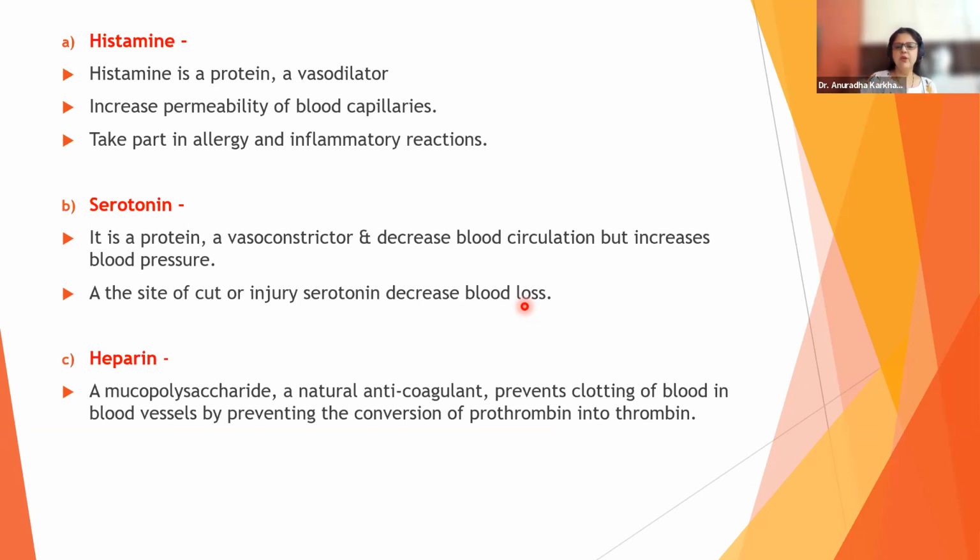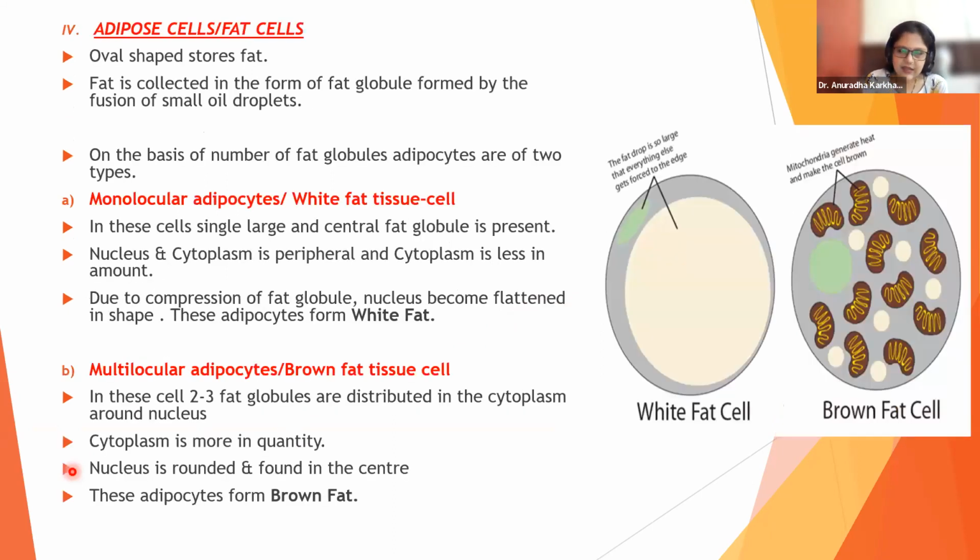Okay, fine. Then the next one is going to be the adipose cells or the fat cells. So see, even the connective tissue has got these fat cells present in them. They are oval shaped with stored fats. Fat is collected in the form of fat globule formed by the fusion of small oil droplets. So there would be many oil droplets which would come together and form a large huge droplet of oil. Fat we call it as. On the basis of number of fat globules, adipocytes are of two types: monolocular and multilocular. It's also called as white fat and brown fat.